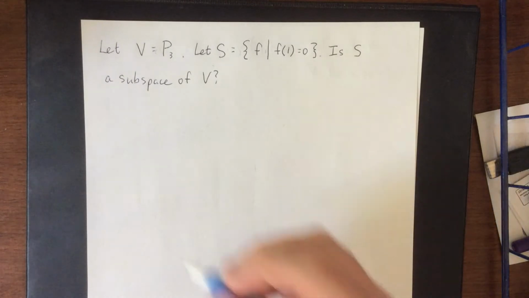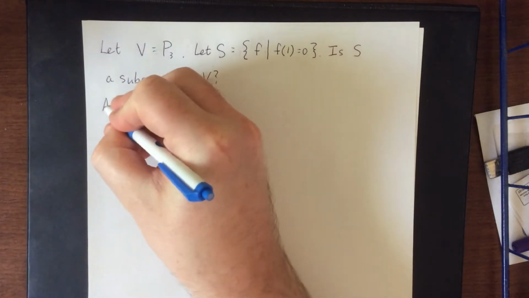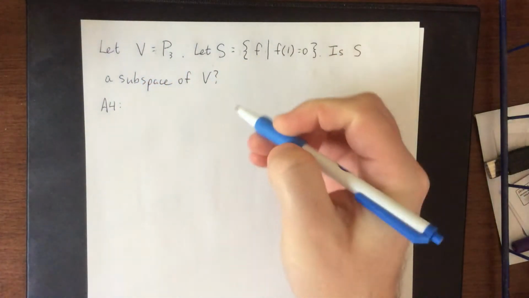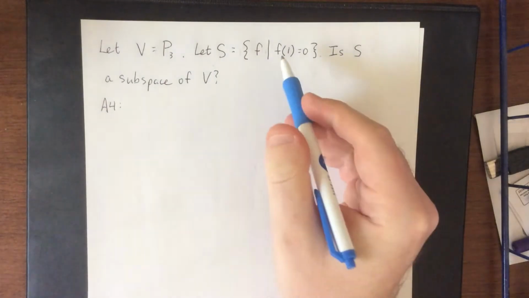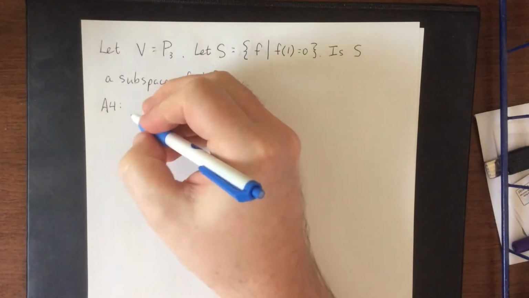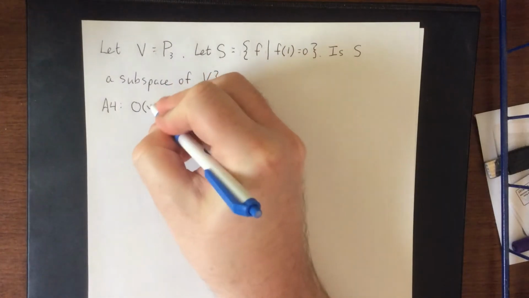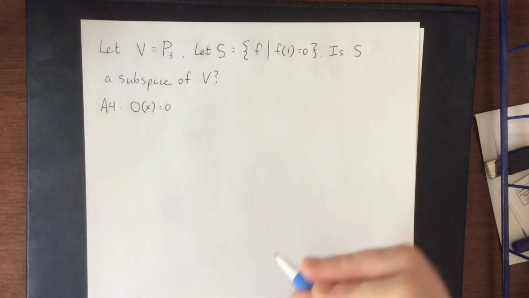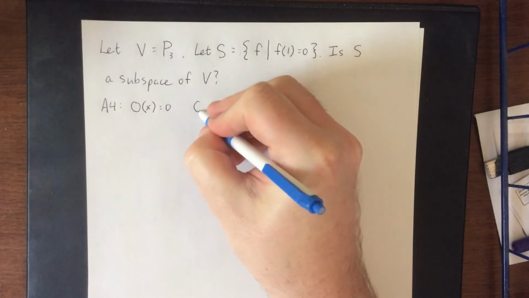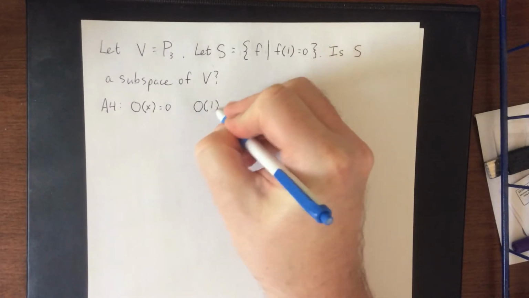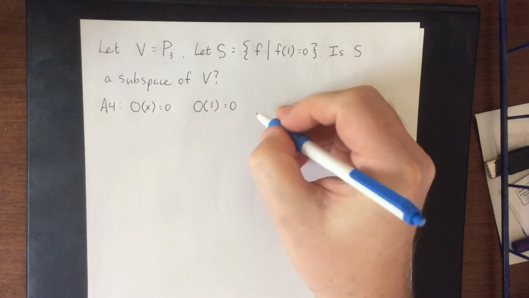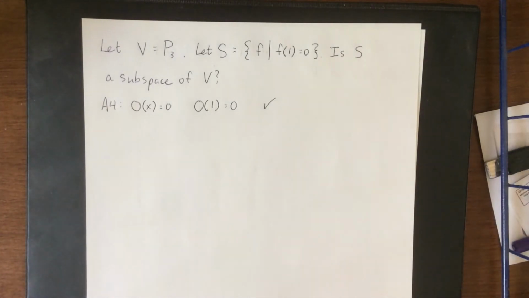So 3 axioms that we need to check here. First one is going to be axiom A4. Does S contain the 0 vector? So the 0 function, as it were, we'll call this 0 of x, is equal to 0. And the thing that I need to point out is that regardless of the input that we use, we are going to get an output of 0, and therefore this function is definitely in the subset.